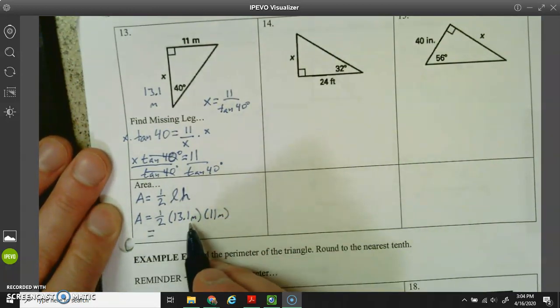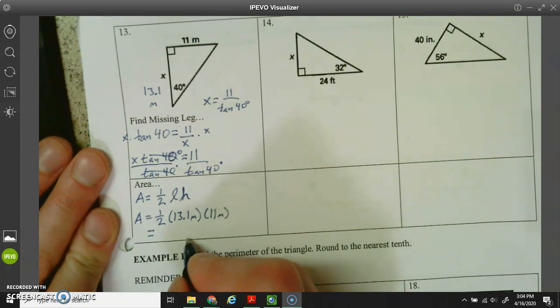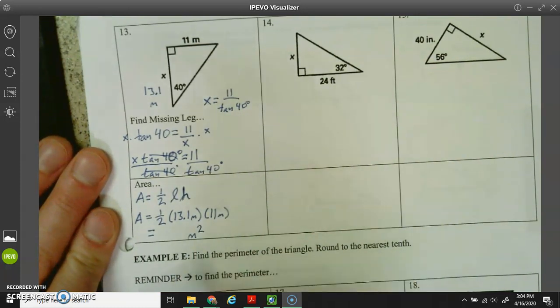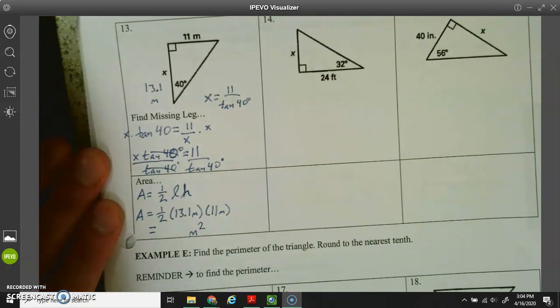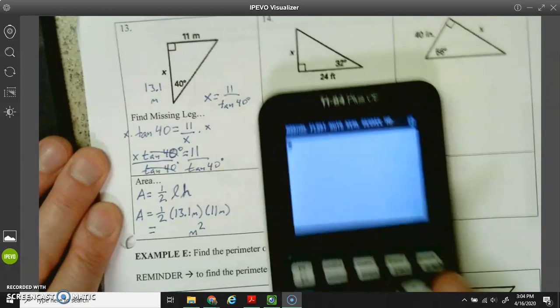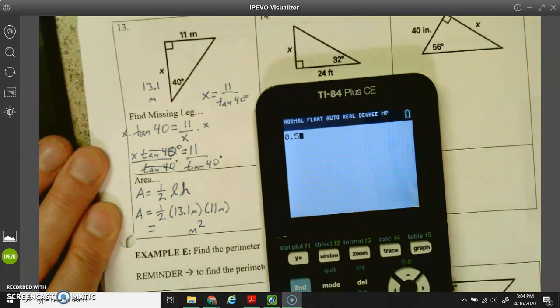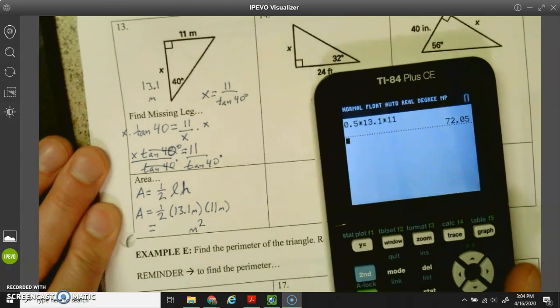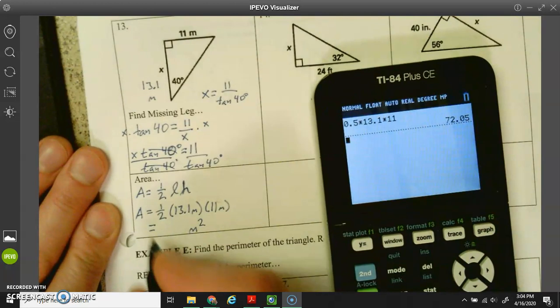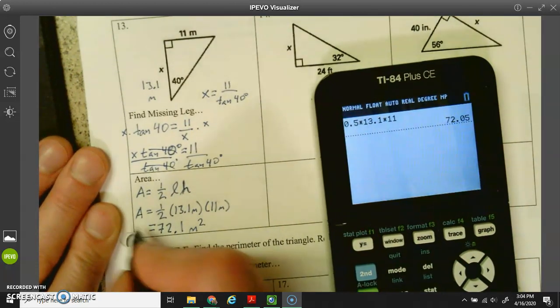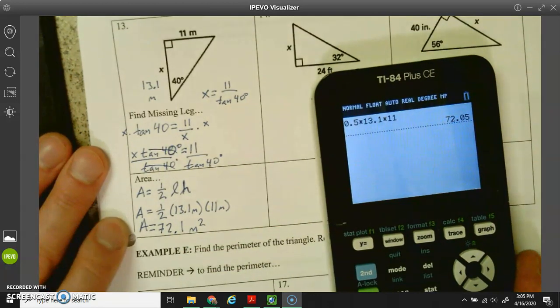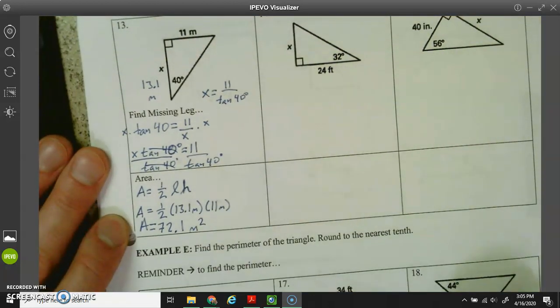So whenever I do area, meters times meters is going to give me meters squared, or square meters, so I know it's going to be my unit. So now I can just take 1/2, which is the same as 0.5, times 13.1 times 11. Multiply that together and I get 72.05. And then at the very top it said round your answer to the nearest tenth. So this is 72.1 meters squared. So that's our area, 72.1 meters squared.